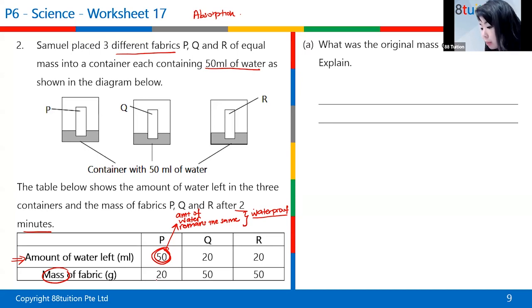You notice that this mass is 20 grams. All the other masses of Q and R are higher. Why? Because they absorb the water. So what is the original mass of the fabric? What is the original mass of the fabric, Caleb?